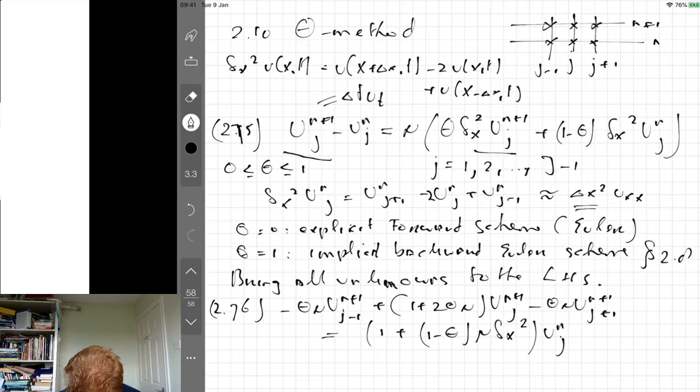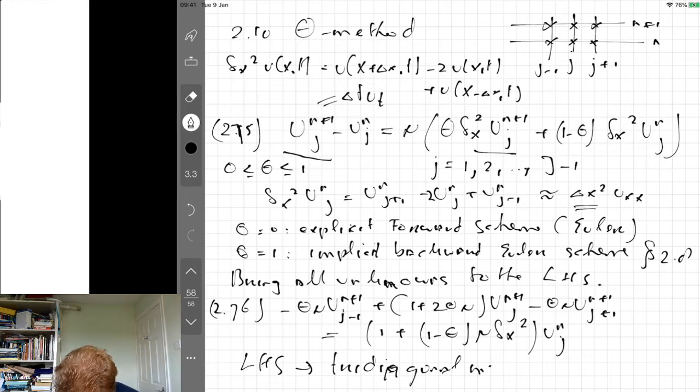So this, on the left hand side, we have a diagonal matrix, if we put all the unknowns u_{n+1,j} into a column vector of length J minus 1.